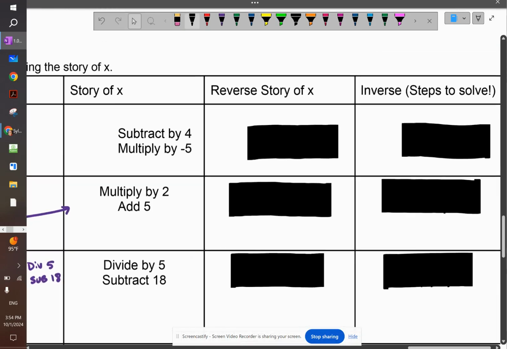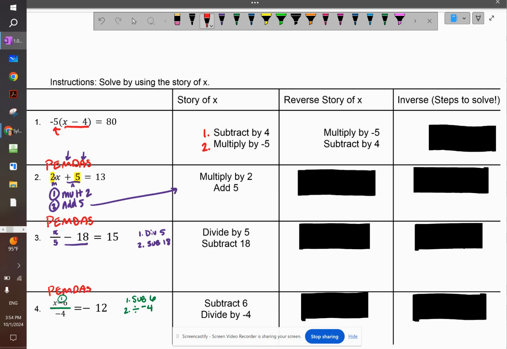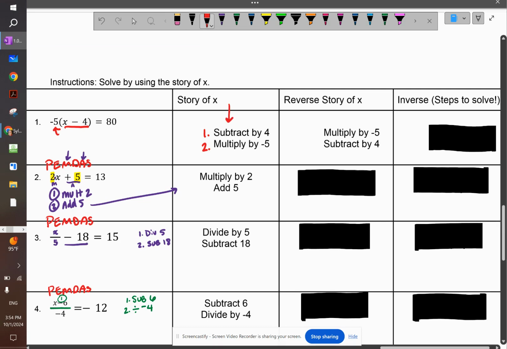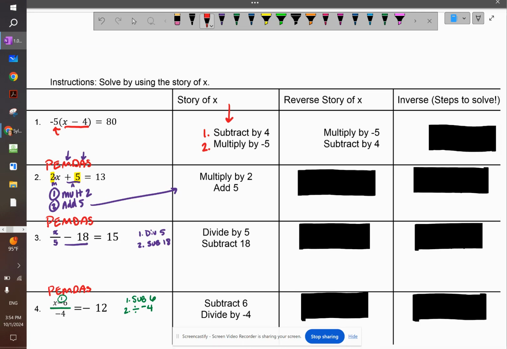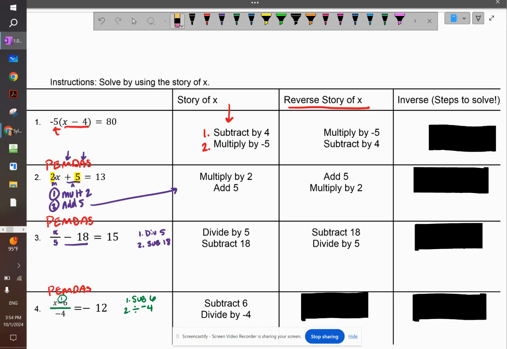Now I want you to just reverse the story. This is my analogy of us taking off the tire. If you remember back on number 1, the first thing we did was subtract 4, then we multiplied by -5. So now it's time for us to reverse the story. When I take off a tire, I go in a specific order, but when I put the tire back on, I have to go in reverse order. So we're reversing the order. Now I'm going to multiply by -5, and then subtract 4.